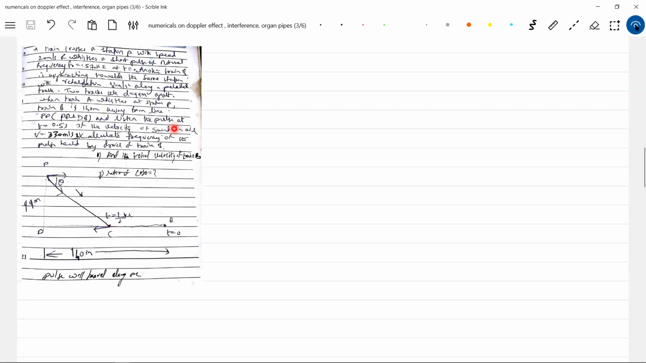If the velocity of sound in air is 330 meter per second, calculate the frequency of the pulse heard by the driver of train B. Find the initial velocity of train B. And it is asking to get the cos theta also. I'll put the total diagram.